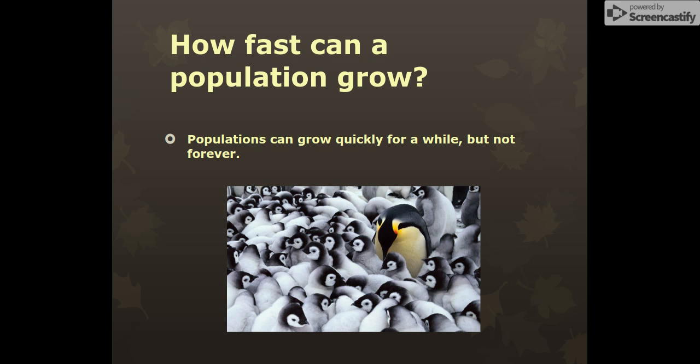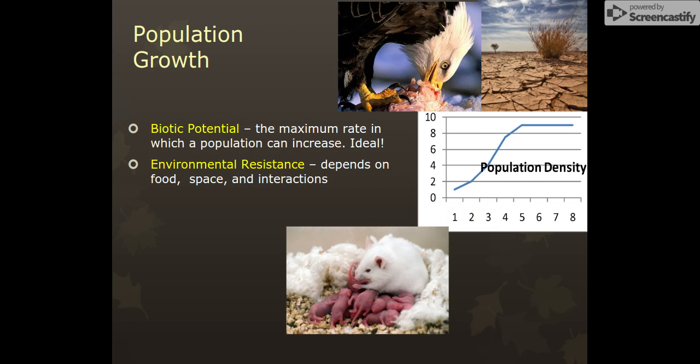So, one of the things that we look at within population ecology is how fast can a population actually grow? And we see that it can grow extraordinarily quickly, but it can't keep that pace forever. So when we look at this, the biotic potential, this is the maximum rate in which a population can increase. So if everything is perfect, there's food available, there's habitat available, there's no predators keeping the population down, then they're going to increase as fast as they possibly can. This is their biotic potential.